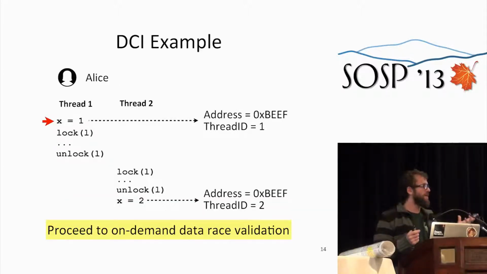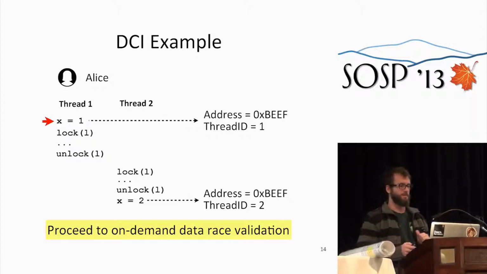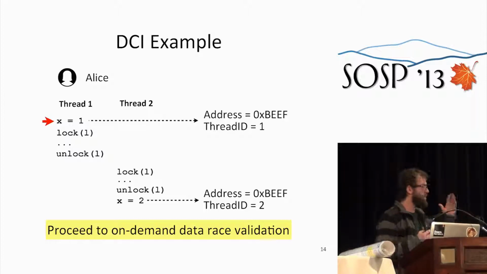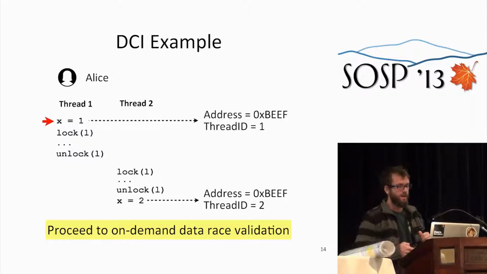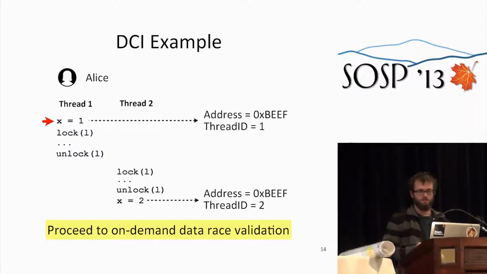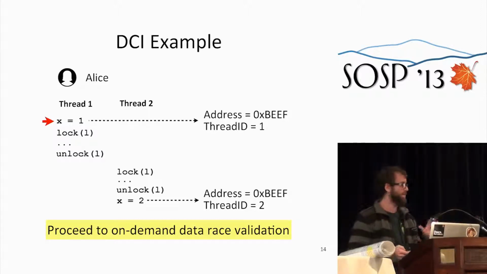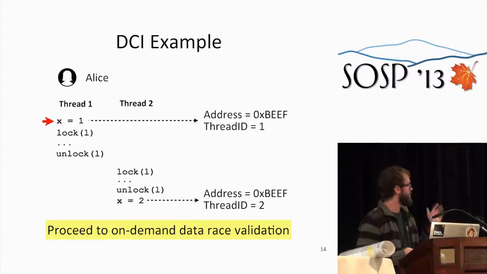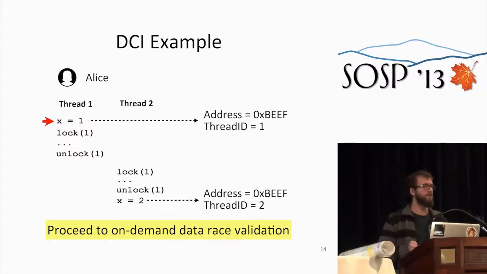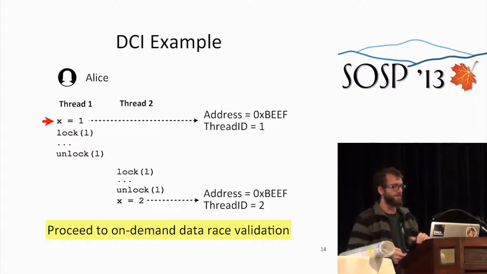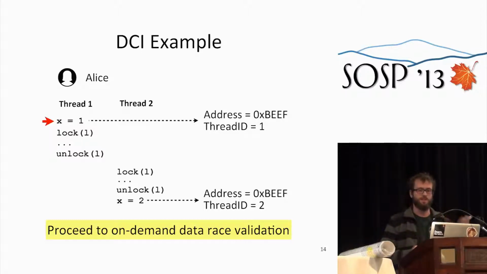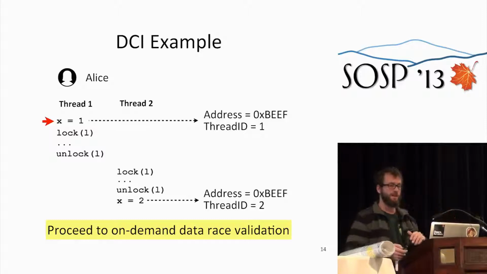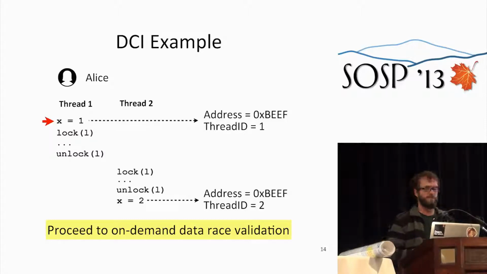Let's illustrate how dynamic context inference works with the earlier example. In a certain execution of the program, here by a user Alice, thread 1 accesses the variable x, and at this point, RaceMob records that the access is made to the variable at address beef from the thread with ID 1. Then the program continues executing, and thread 2 accesses the variable x, and at this point, RaceMob records that the access is made to the variable at address beef again, but this time from the thread with ID 2.